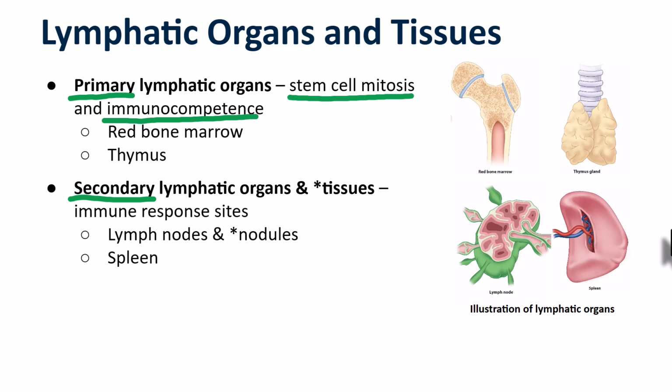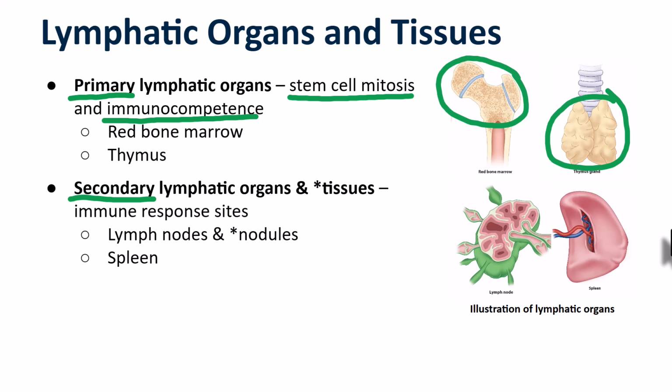And so these include two things: red bone marrow, which can be found in the epiphyses and metaphyses of long bones, as well as the spongy center of various flat bones. So this is hematopoietic connective tissue, as well as the thymus, or thymus gland, which is found in the anterior as well as superior mediastinum of the thoracic cavity.